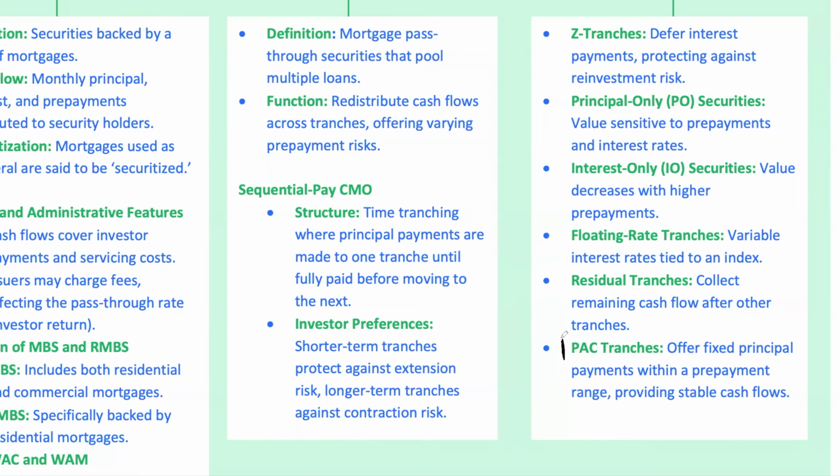Lastly, let's talk about planned amortization class, PAC, tranches. These tranches offer fixed principal payments as long as prepayment speeds stay within a set range. It's like having a guaranteed income stream, but only if the market behaves itself. PACs are usually paired with support tranches that take on all the prepayment risk, making PACs more stable and predictable. If you're looking for something that delivers steady cash flows and less volatility, PACs are the way to go.